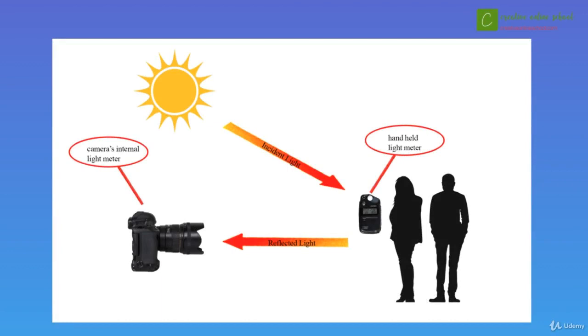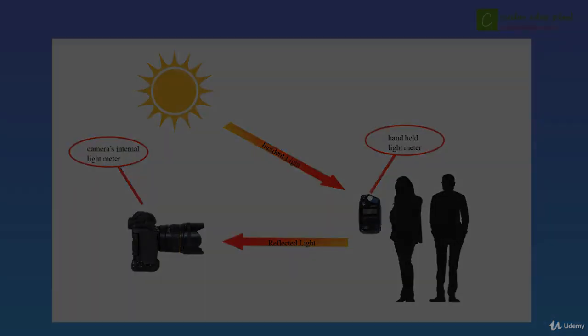For example, if your subject is wearing all white like a bride, then the light reflected back to the camera is going to be quite strong and can yield an incorrect exposure. The handheld light meter, however, will measure the light falling onto the bride rather than the light reflecting off of the bride, and the resulting exposure will be much more accurate.